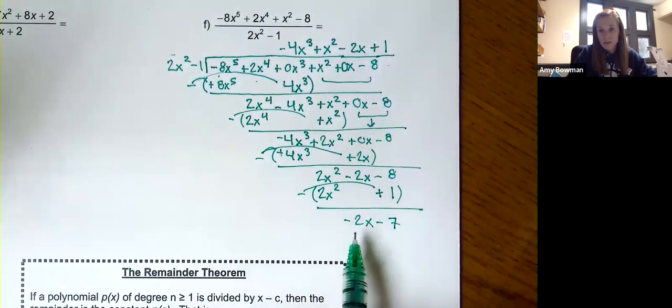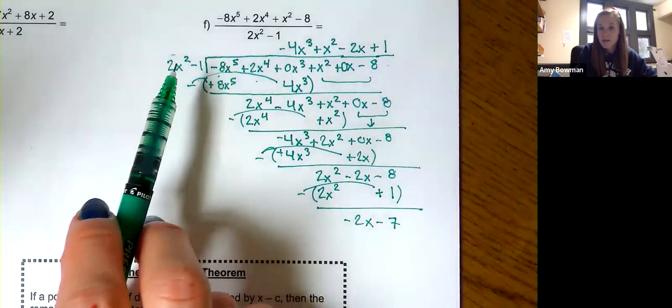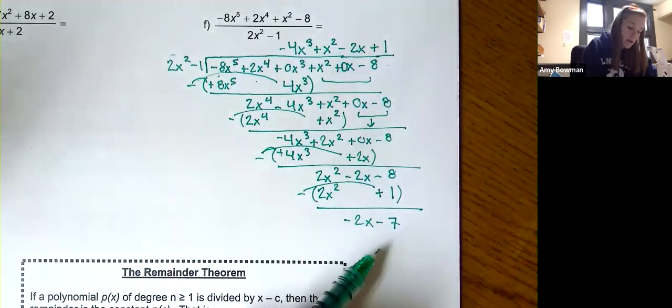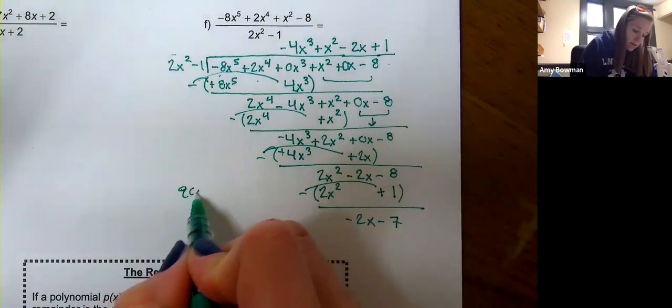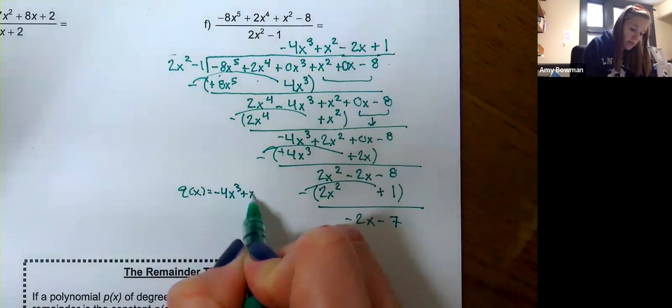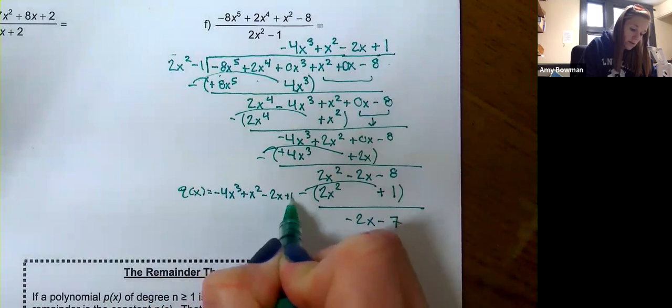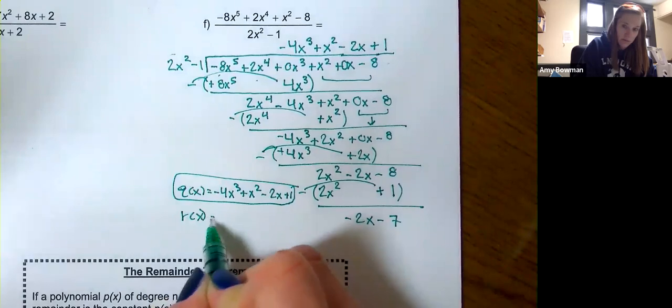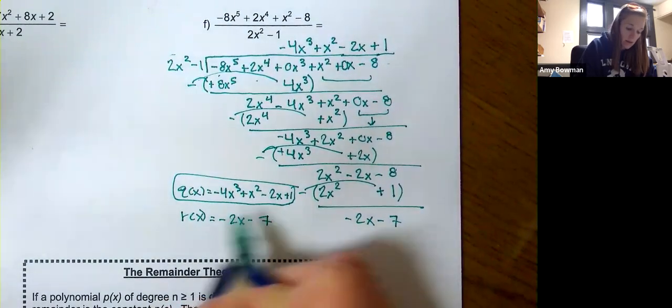Now the degree of what's left of my dividend is less than the degree of my divisor. That means I have found the whole quotient, and whatever's down here is the remainder. So q of x is negative 4x cubed plus x squared minus 2x plus 1. And the remainder is negative 2x minus 7.